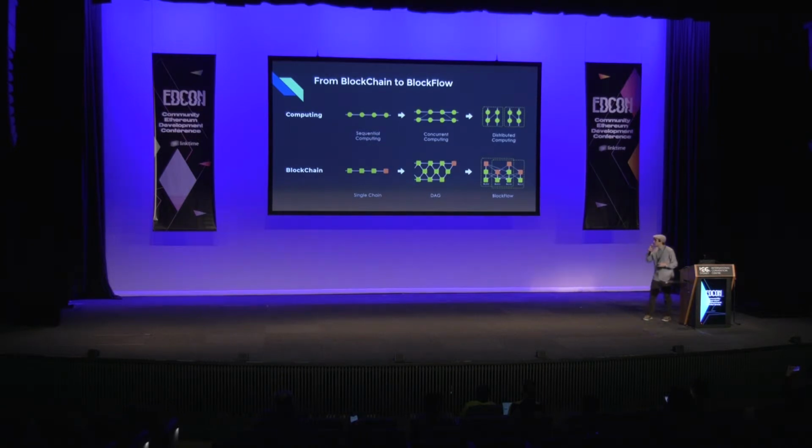Now if we think about a blockchain, how does that match? Sequential computing is the equivalent of the single chain, like the original Bitcoin paper. Then the equivalent of concurrent computing is the DAG algorithms. We believe that the next natural evolution, which corresponds to distributed computing, is combining DAG with sharding. That's what Blockflow is doing, and to our knowledge, it's the first of its kind to do this kind of combination.